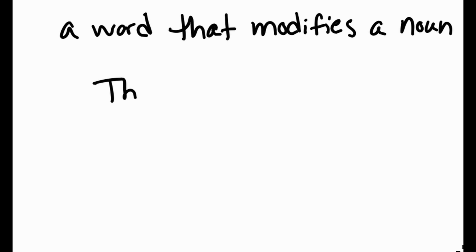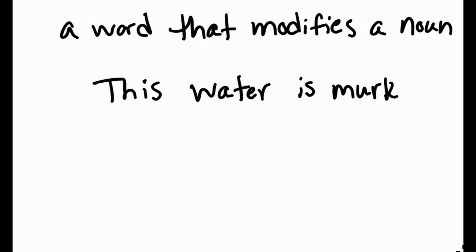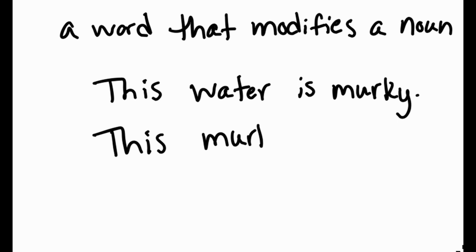So we might have, this water is murky. Don't want to go swimming in that. This water is murky. Murky is your adjective. Now, an adjective is not always going to appear in this rigid fashion. This blank is blank. It might just be this murky water. In fact, adjectives often will appear in front of the nouns that they modify.